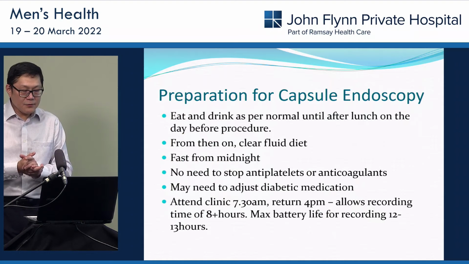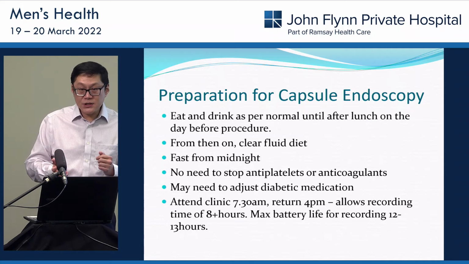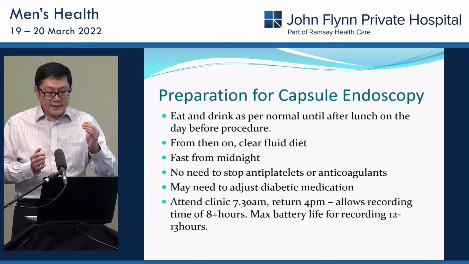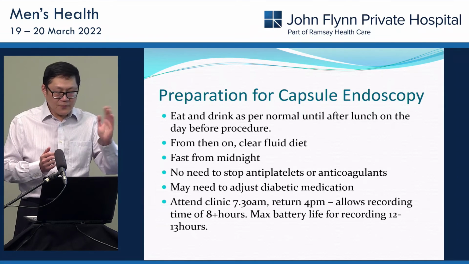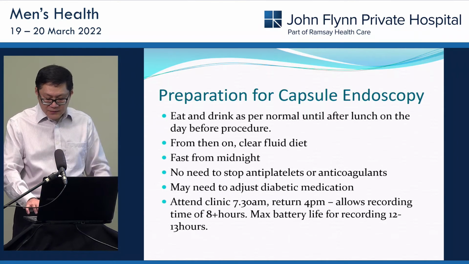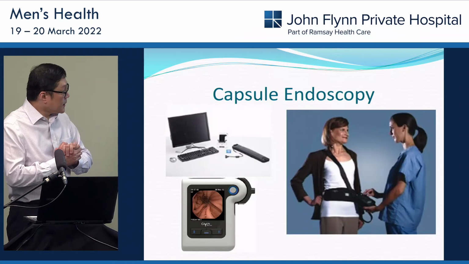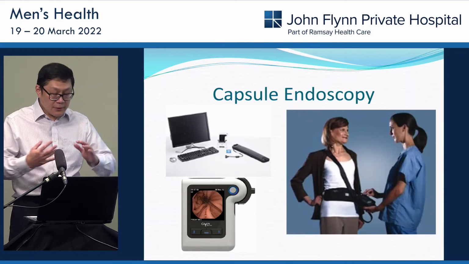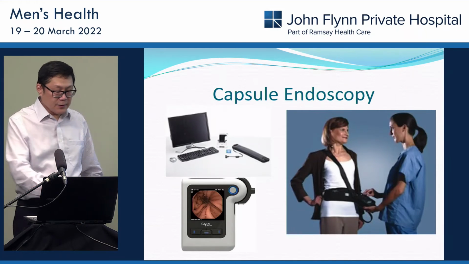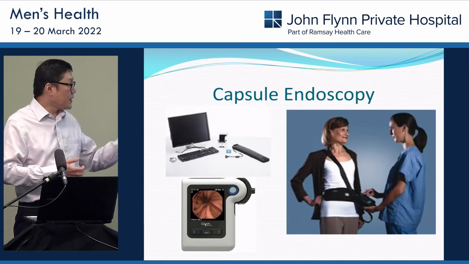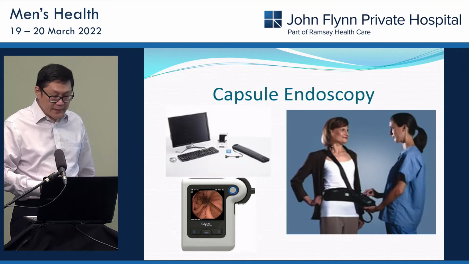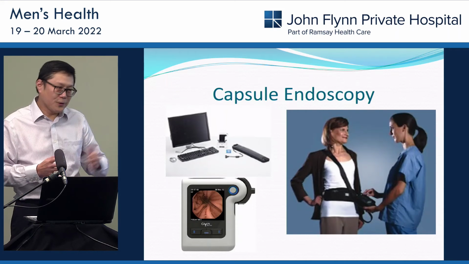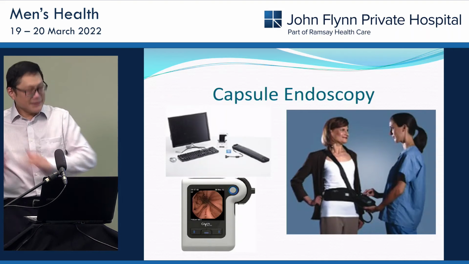Now, there's some preparation required for capsule endoscopy. It's not as stringent as having a colonoscopy. Patients can eat and drink as per normal up until a normal lunch the day before the procedure. Following lunch, they will go on to a clear fluid diet and they will fast from midnight. This is how the setup is. The patients will wear a sensor belt around their waist on the outside of the clothes, and they wear a sling bag that contains the data recorder. The data recorder receives the wireless pictures from the PillCam and records them, and then we replay it on the computer almost like a video, although it's basically individual pictures.